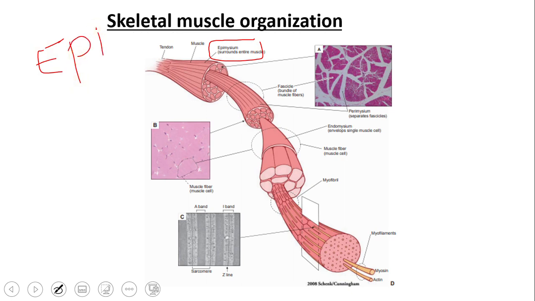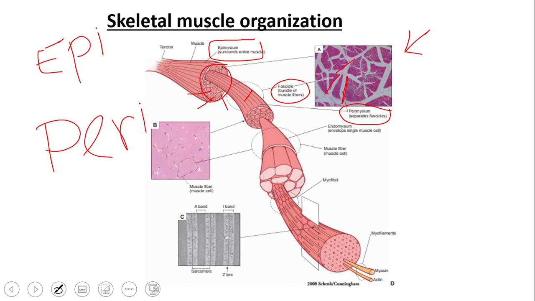Then each skeletal muscle has groups. Every group is called a fascicle. So this is a muscle fascicle, here another fascicle, a third fascicle, a fourth, and so on. The fascicle has a cover, which is perimysium. This shows multiple fascicles, and in between them, we have the perimysium. So it's in between the fascicles.